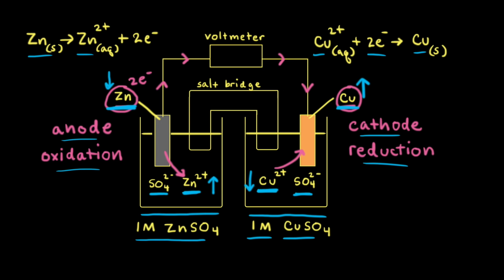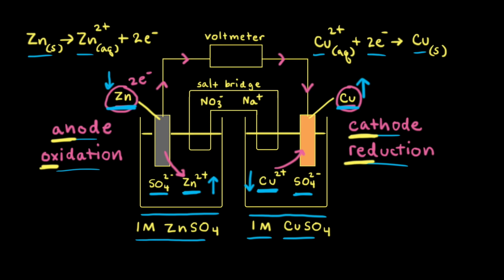A good way to remember that oxidation occurs at the anode and reduction occurs at the cathode is to think about two animals, an ox and a cat. So thinking about an ox reminds us that oxidation occurs at the anode, and thinking about a red cat reminds us that reduction occurs at the cathode.